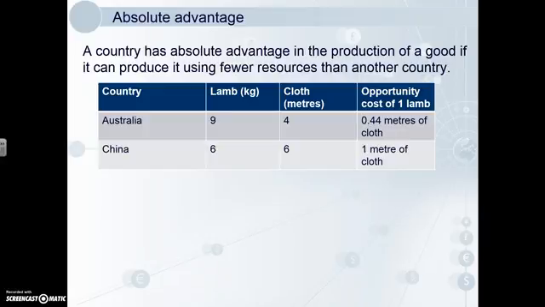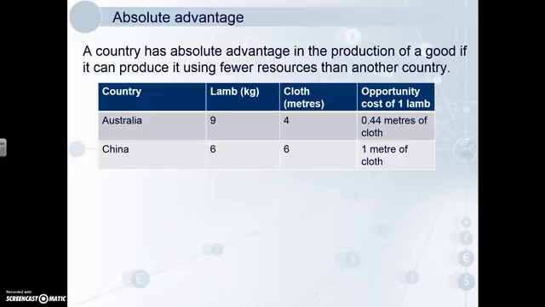Here we show the production possibilities of two countries, Australia and China. To be clear, this means that if Australia allocates all its resources to lamb, it can make 9 kilos and 0 cloth. And if it allocates all its resources to cloth, it can make 4 meters and no lamb. So Australia can produce 9 kilos of lamb or 4 meters of cloth, or a combination in between these values. We assume that both countries have the same resources.